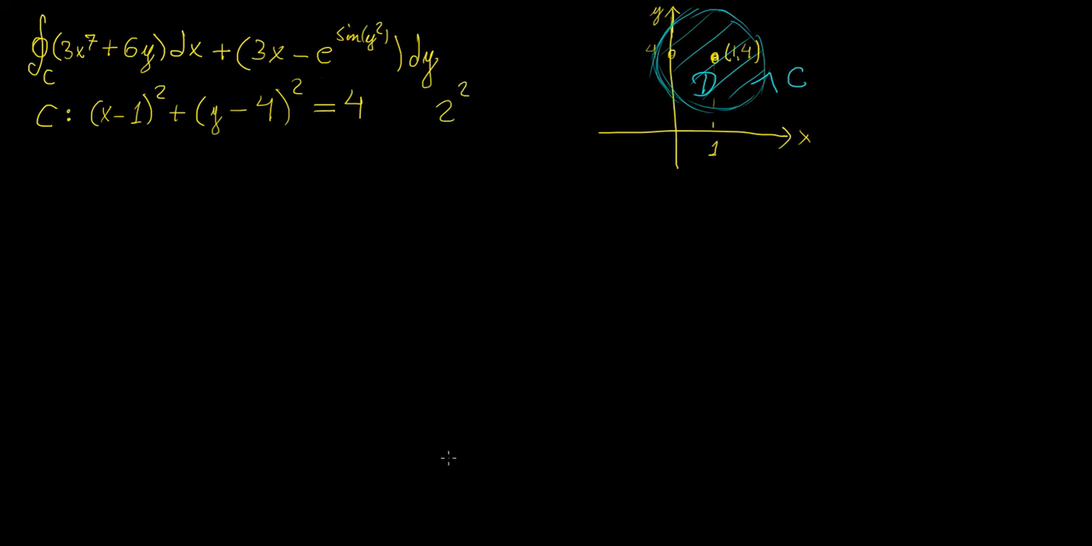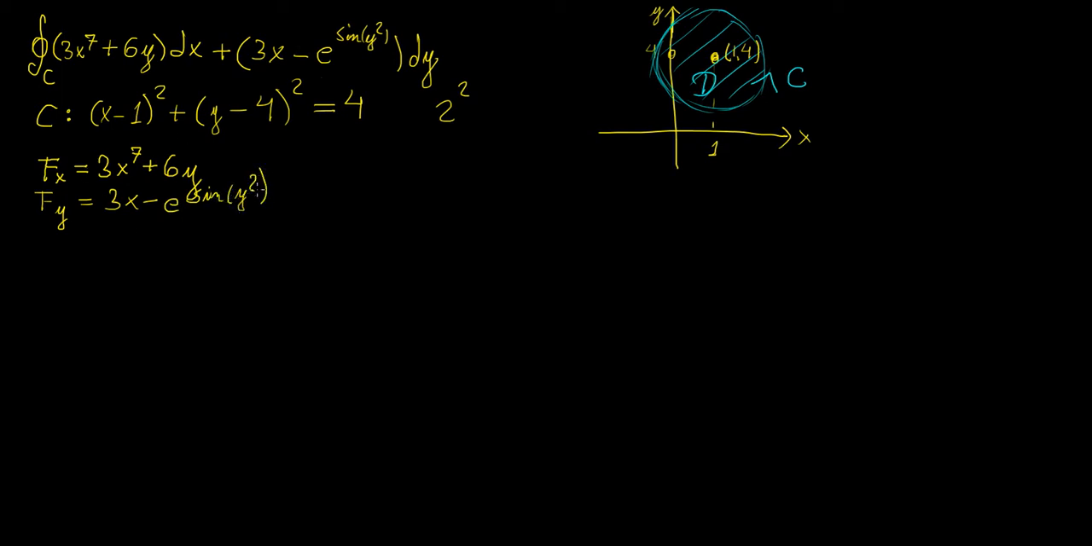So the first step in solving this is going to be to identify the two functions here. So we're going to write Fx is going to be equal to 3x^7 + 6y, and then we're going to have Fy equals 3x - e^(sin(y^2)).